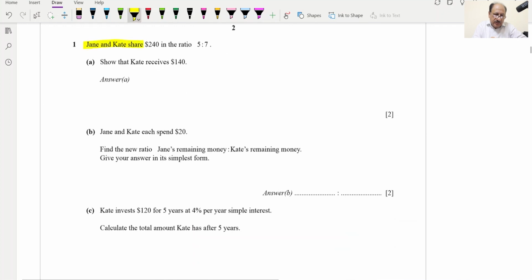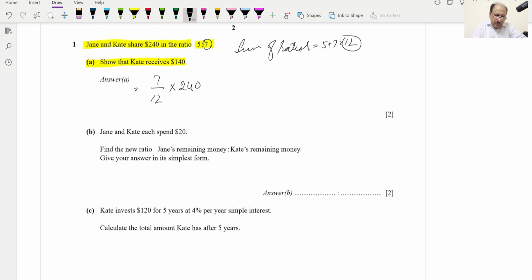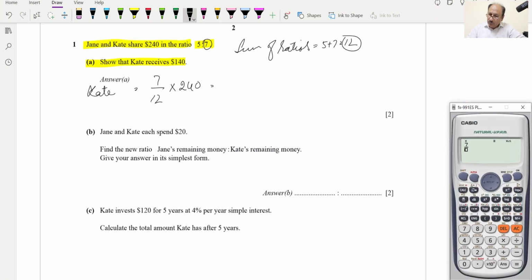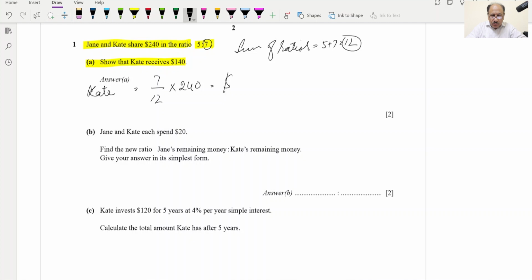Question 1 says Jane and Kate share $240 in the ratio of 5:7. Show that Kate receives $140. So the sum of ratios will be 5 plus 7, which is equal to 12. Out of 12, Kate is receiving 7 portions. So we can write 7 over 12 into 240. This will be for Kate, and this is equal to 7 over 12 multiplied by 240, which is equal to 140. This is how we can show this is $140, and this is a 2 marks question.